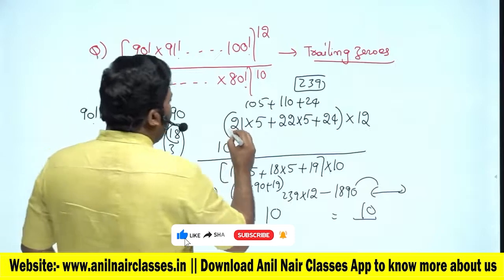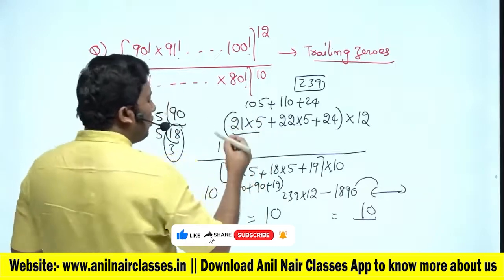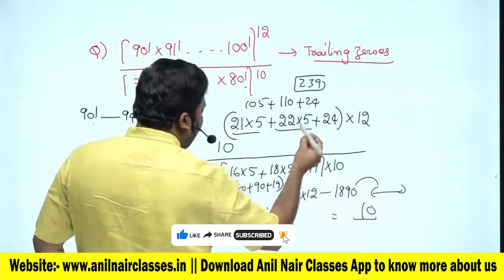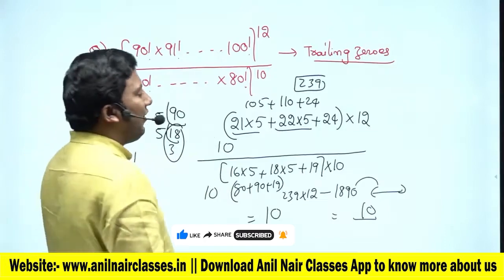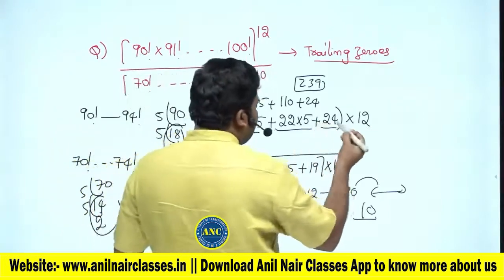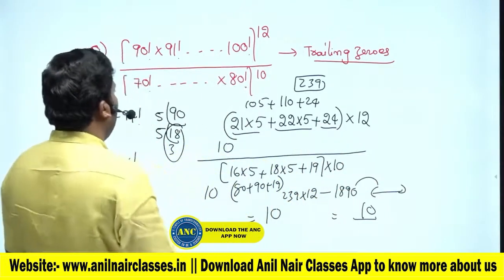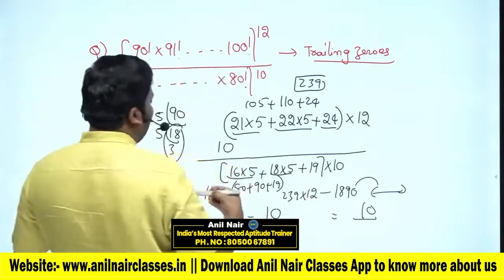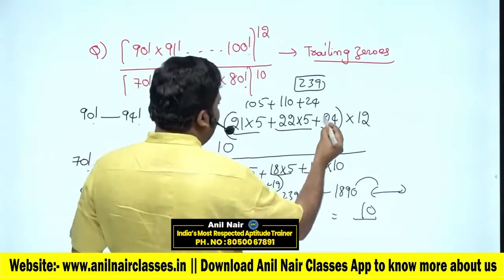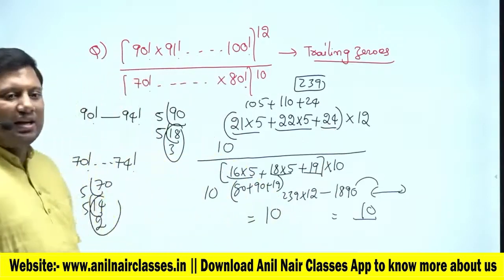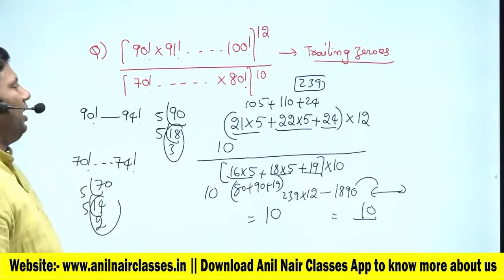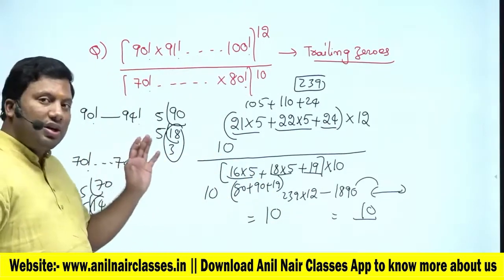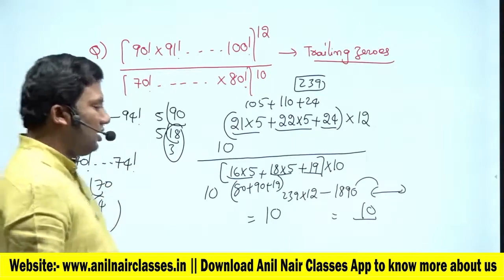Why is it 21 into 5? 92, 94. Why is it 22 into 5? 95 to 99. What is it? 100 factorial. Similarly, these 70 to 74, 75 to 79, and this will be 80. A power n, the whole power m, is a power m into n. Good question. I hope you enjoyed solving these beautiful questions.